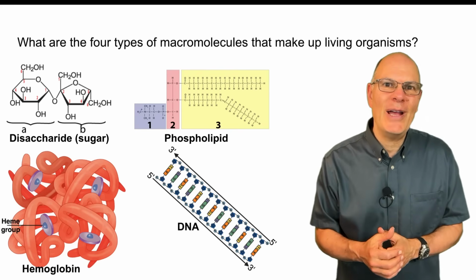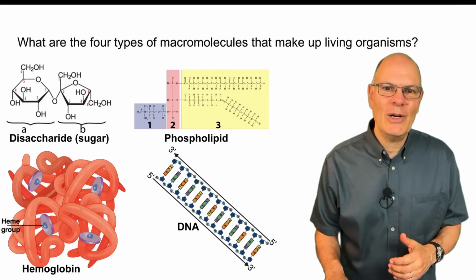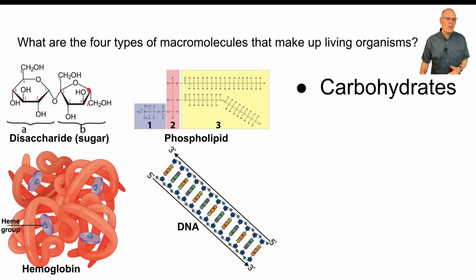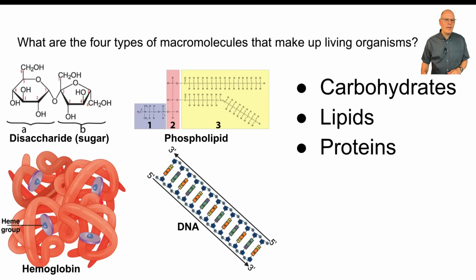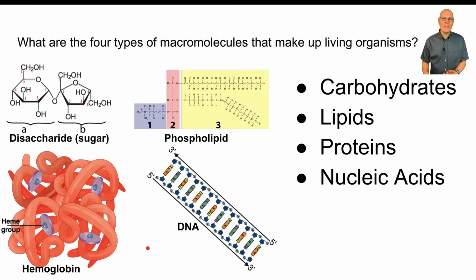What can you identify from this diagram? So what you have here are carbohydrates, represented by this disaccharide over here. We have a lipid, represented by a phospholipid, a key molecule in membranes. We have a protein, represented by hemoglobin, and a nucleic acid, represented by DNA. So those are the big 4.